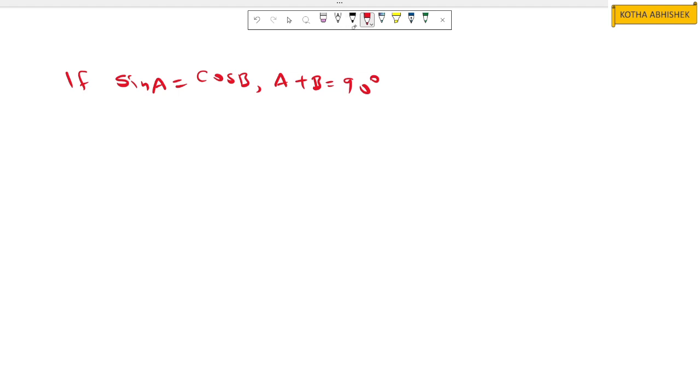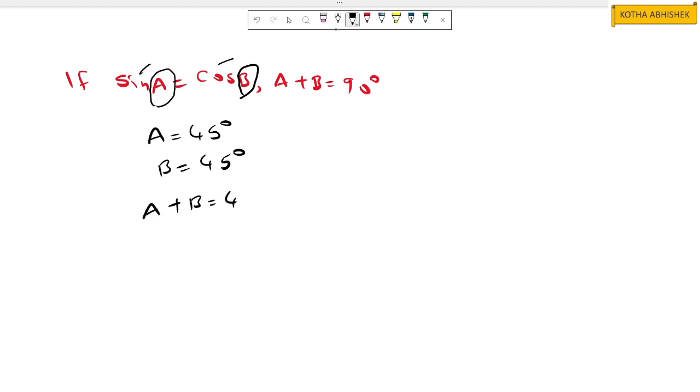From the trigonometry table, if we observe sine and cos, for which angle those two values are same, those are 45 degrees. So from that we can say that A is 45 degrees as well as B is also 45 degrees, and it is asking to find the value of A plus B, right? So A plus B will be 45 plus 45, which equals 90 degrees.